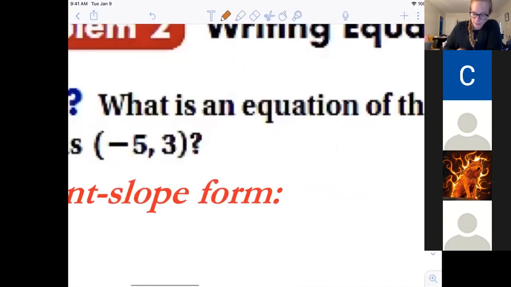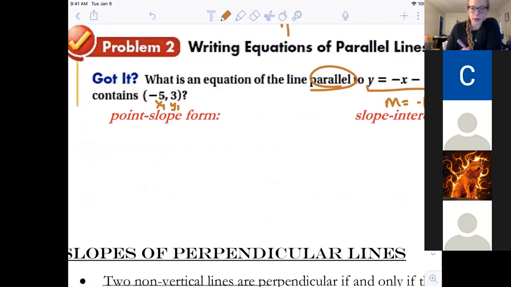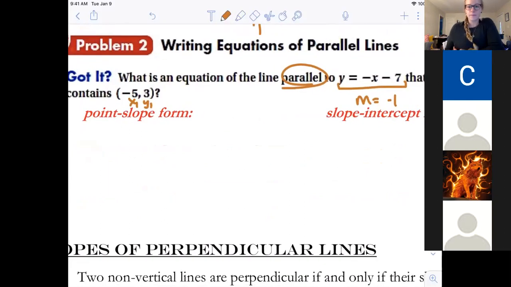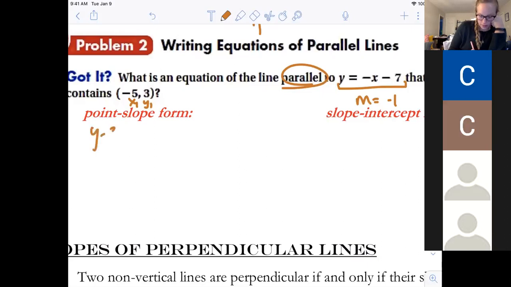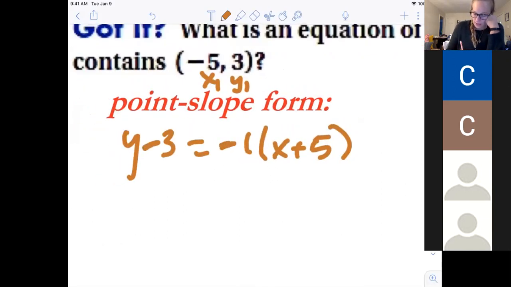So that's my slope, and this is my x1, and this is my y1. Who can write my point slope form equation for me? Y minus 3 equals -1 parentheses x plus 5. Very good, Colin. So we put in our y minus 3, and then -1's my slope, and then we made it a +5 because it was minus a negative. Awesome. All right, that's all that one wanted.